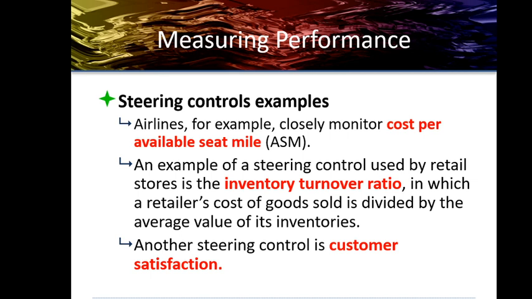Then, as I told you, you have to divide your cost of goods sold by the average value of its inventory. Why? Because the inventories have a cost.